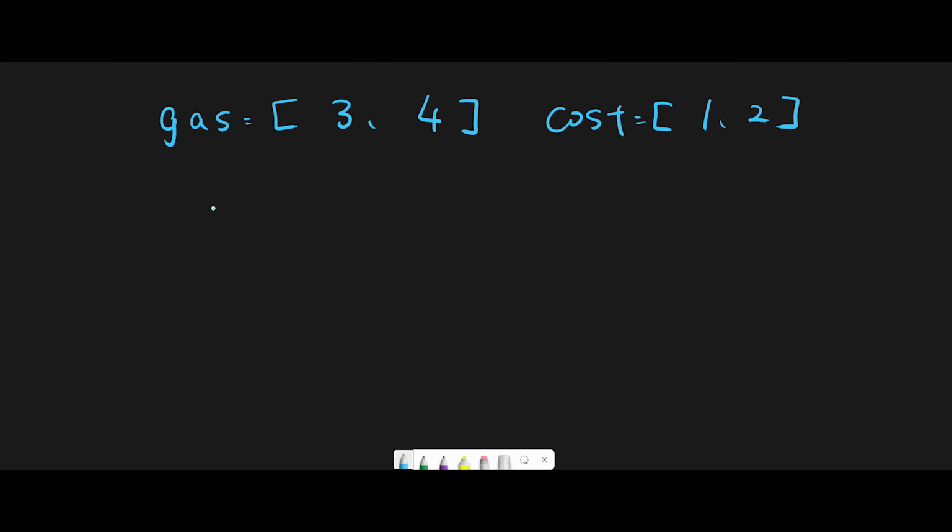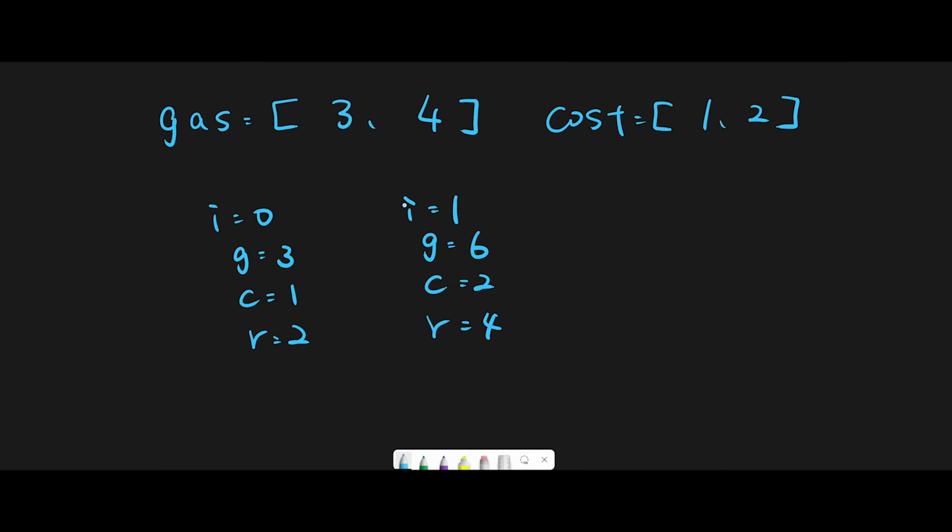So in this case, at index 0, we will get 3 gas. And we use 1 gas, right? So cost is 1. So remaining gas should be 2. So we can move to index 1, right? So at index 1, we will get 4 gas, and we have 2 gas from index 0. So total should be 6 gas. And we use 2 gas. So remaining gas should be 4.